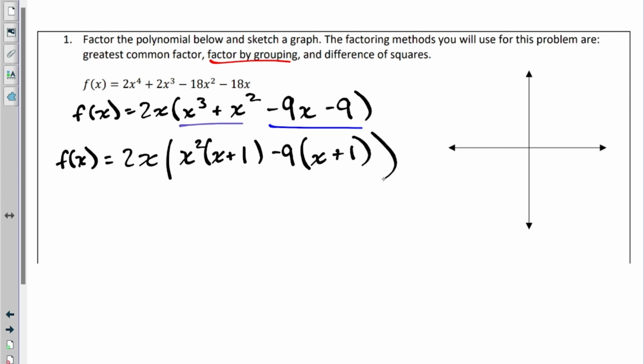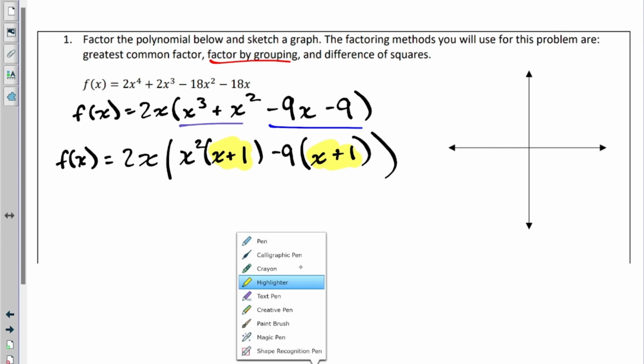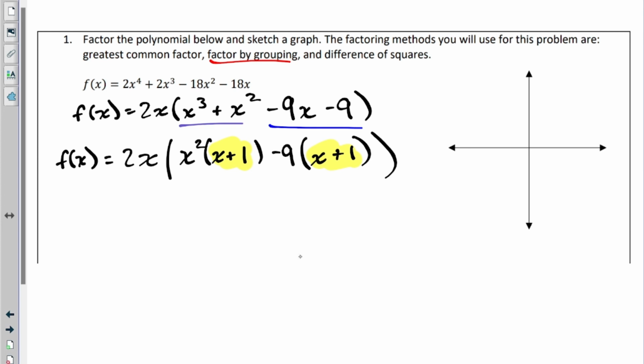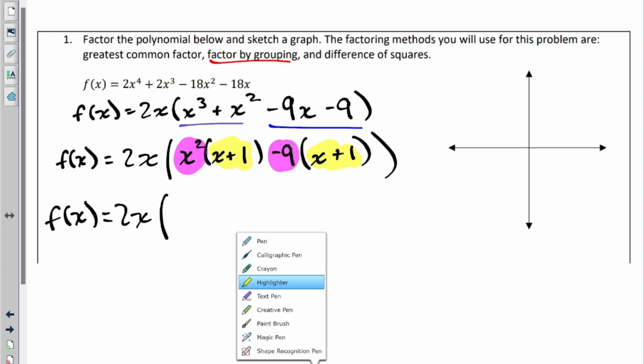Okay, so this is interesting. We know that we've kind of done something right if we notice that I have two things in parentheses that are the same, like this and this. Because what that means is I now have, and I'm just going to rewrite the beginning of my polynomial again. So this 2x is still hanging around, but I'm going to do big parentheses here. I now have an x squared and a negative 9 that are both multiplying x plus 1, right?